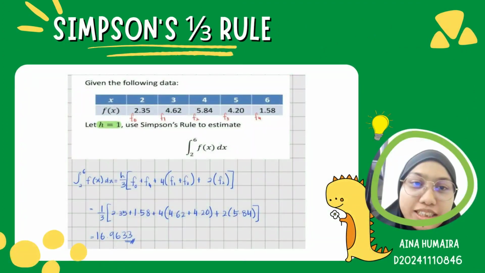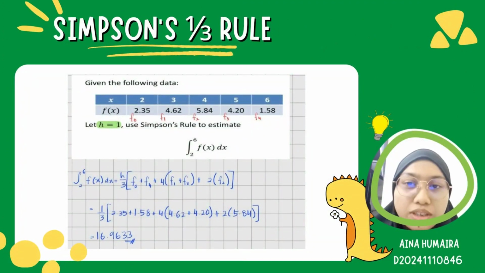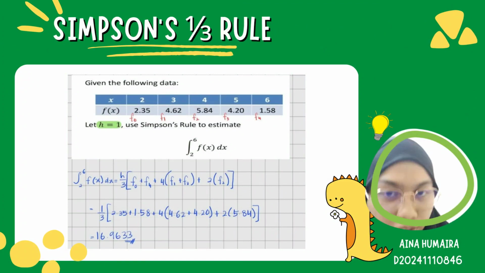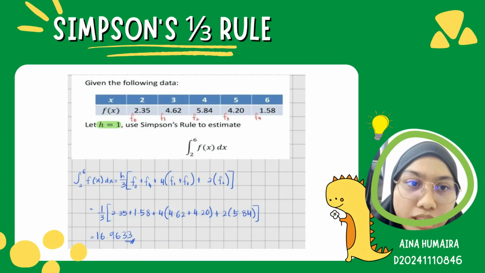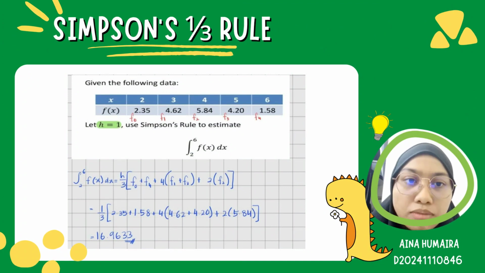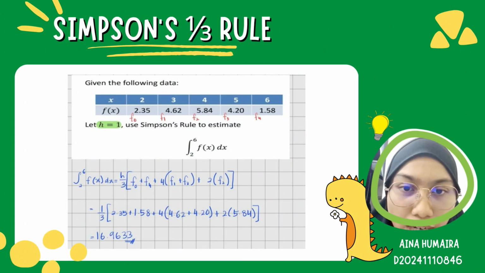As you can see, this is the example given for Simpson's 1/3 rule. Given that h is equal to 1, and the table for x and f(x) is also given, you can note down f0 to f4 starting from the first x. The question is to integrate f with respect to x from 2 to 6. The formula is h/3 times f0 plus f4, plus 4 times the odd-index f values, which for this question are f1 and f3, plus 2 times the even-index f values, which for this question is f2.